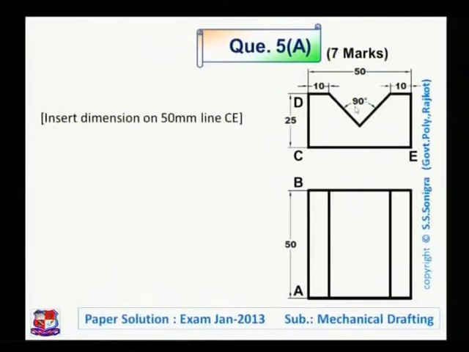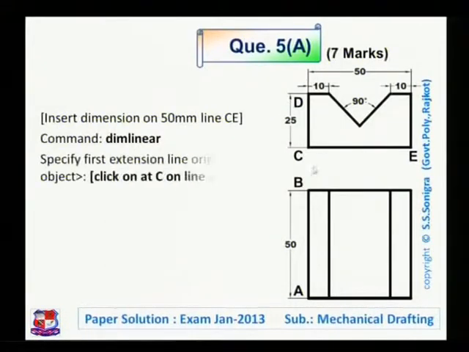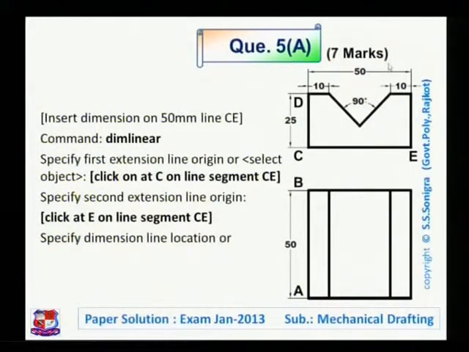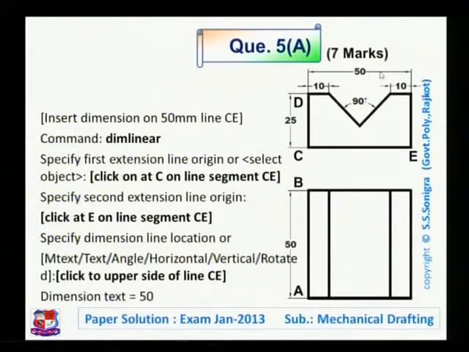And the last is the dimension of the 50 mm line CE. To insert 50 mm on line CE, use the command dim linear, click here at point C, click on E, and then click on the upper side of C, and that will give the dimension of 50 mm on this figure.